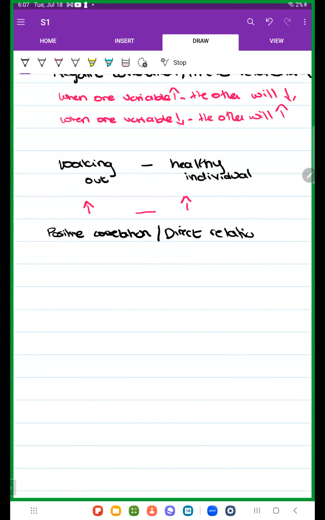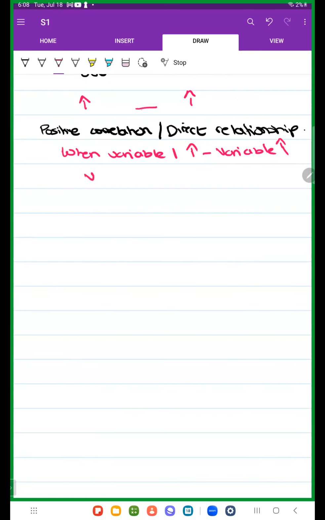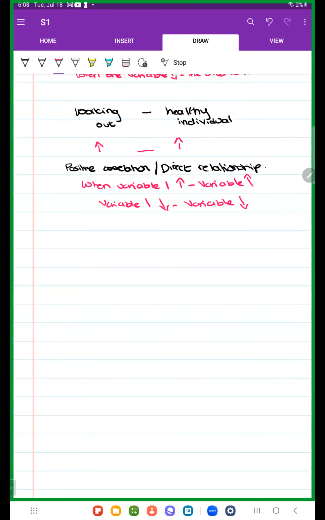What does a direct relationship mean? They will go in the same direction. When variable 1 increases, variable 2 will also increase. When variable 1 decreases, variable 2 will also decrease. Are you clear till here?